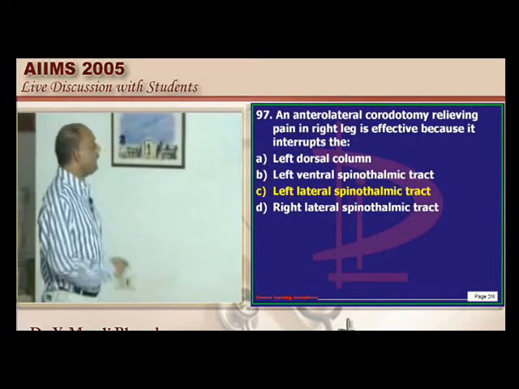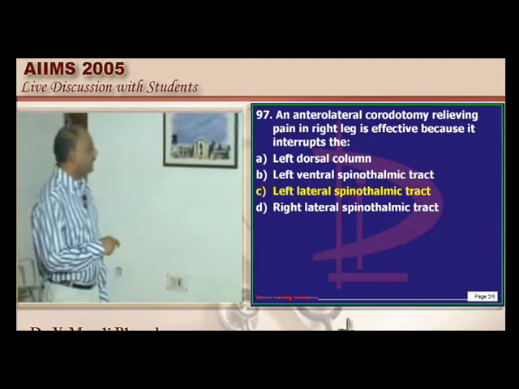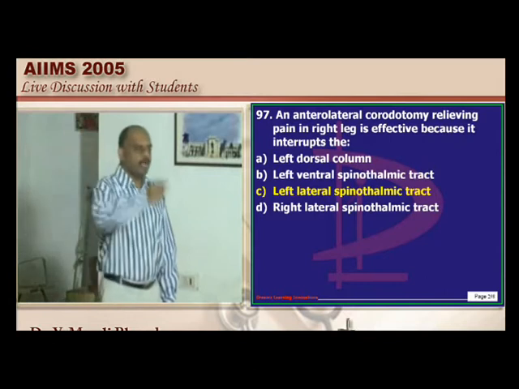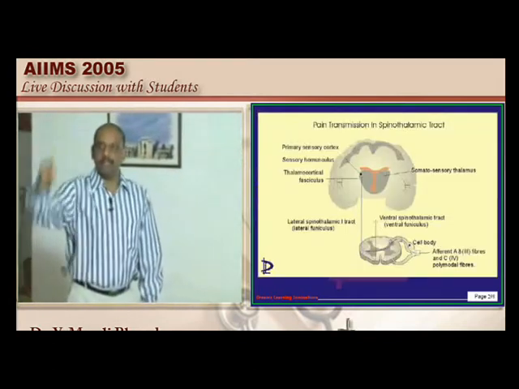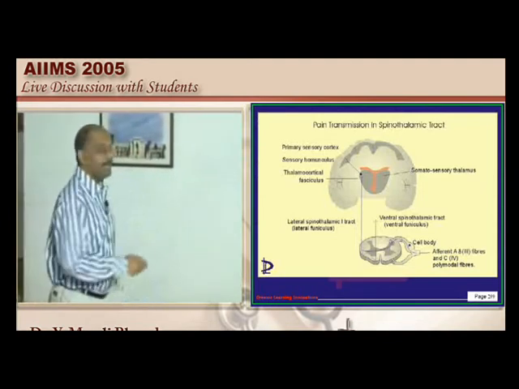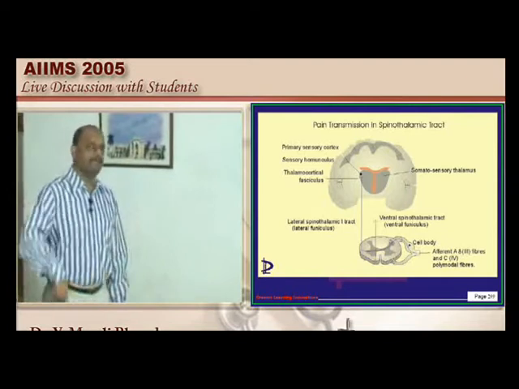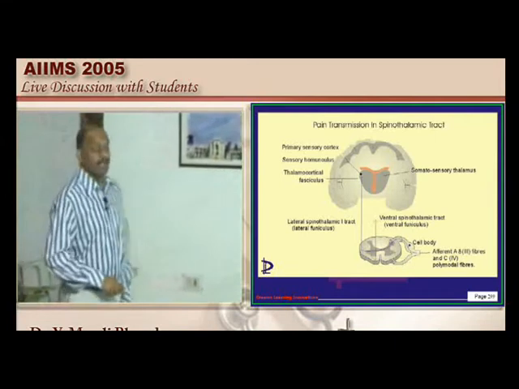So let's go to the next question. Anterolateral cordotomy is done and it has interrupted the pain of the right leg. You need to remember, dorsal columns will not decussate at the spinal cord level, they decussate at the level of the brain stem, whereas the anterolateral tracts which carry pain and temperature decussate at the level of the spinal cord itself. So it will interrupt the left lateral spinothalamic tract.